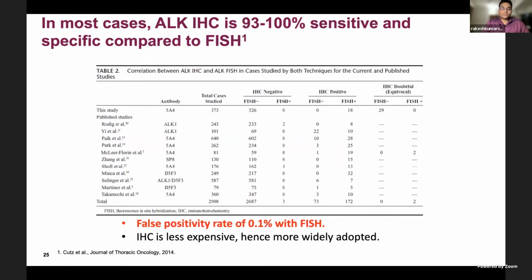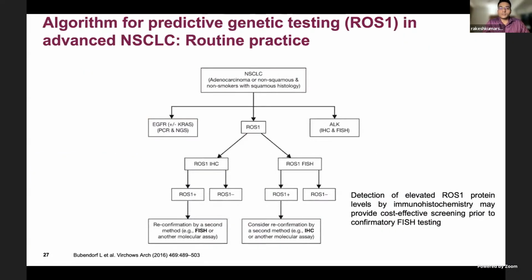ALK rearrangement. The preferred modality to detect ALK fusions is FISH, and the false positivity rate is very low, about 0.1% with FISH. But IHC is easily available and less expensive. It is very widely adopted across various institutions, but it has to be reconfirmed. Similarly, for ROS1 rearrangement, the preferred modality is also FISH. Although it can be detected with IHC, it has to be reconfirmed with a second modality, that is FISH.